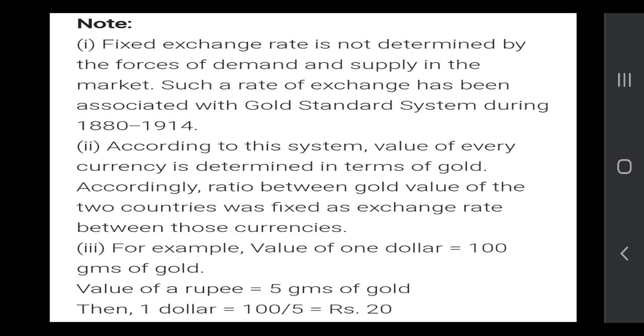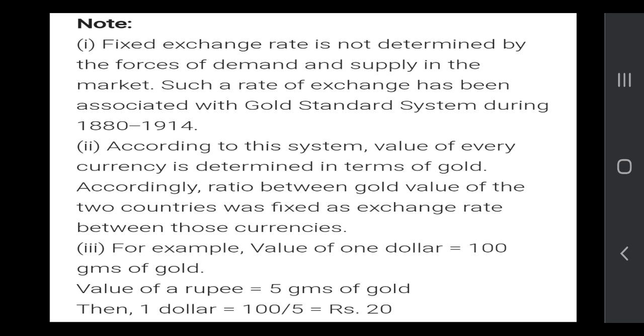According to this system, the value of every currency is determined in terms of gold. The ratio between the gold values of the two countries was fixed, meaning the value of currency was fixed in terms of gold. For example, the value of $1 equals 100 grams of gold, meaning if someone from the USA wants to purchase any good worth $1, then he has to pay 100 grams of gold. So the value of a rupee is 5 grams of gold.